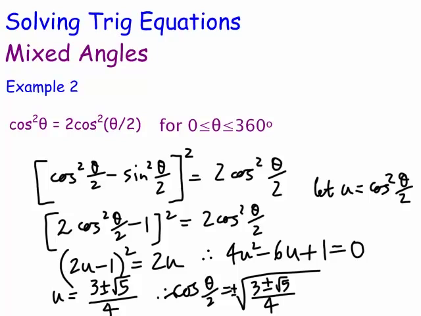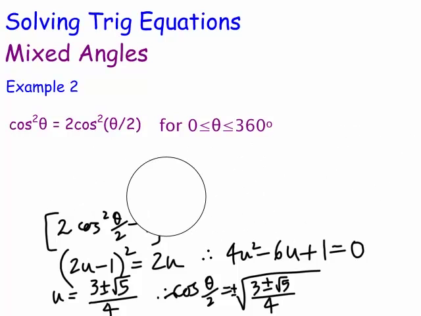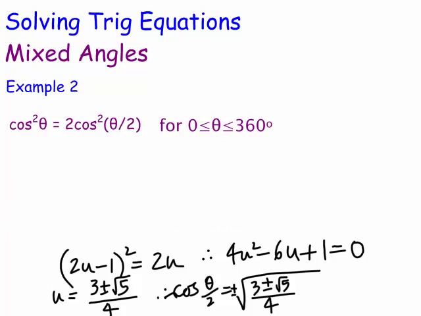Let's rub some of this out. So what will you get? Well, you end up getting that cos theta on 2 is equal to plus or minus roughly 0.437. And you can see here, if theta is between 0 and 360, then theta on 2 would be between 0 and 180. So we need to take the positive case.